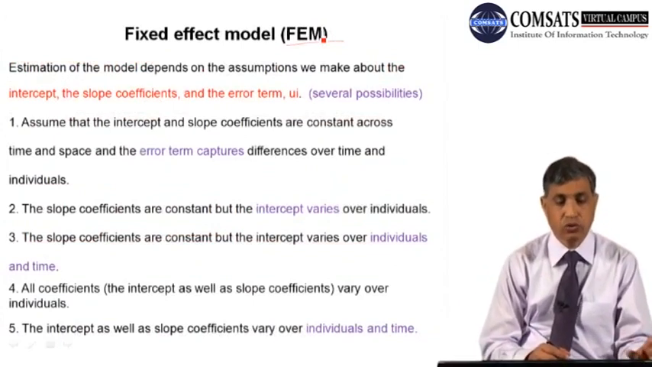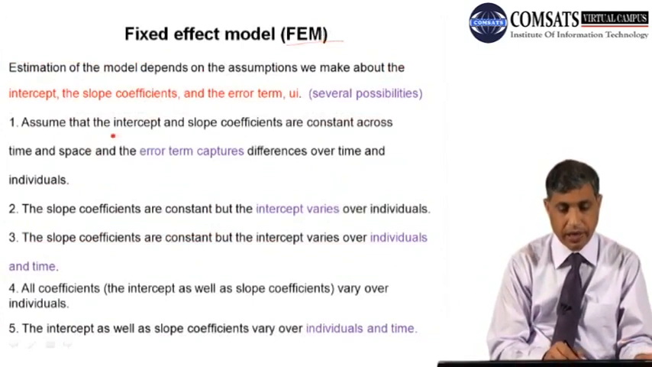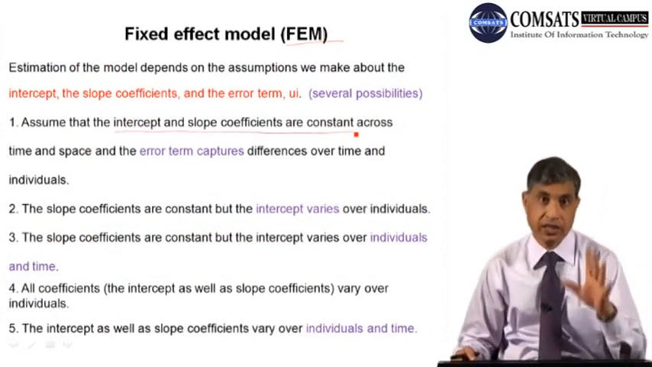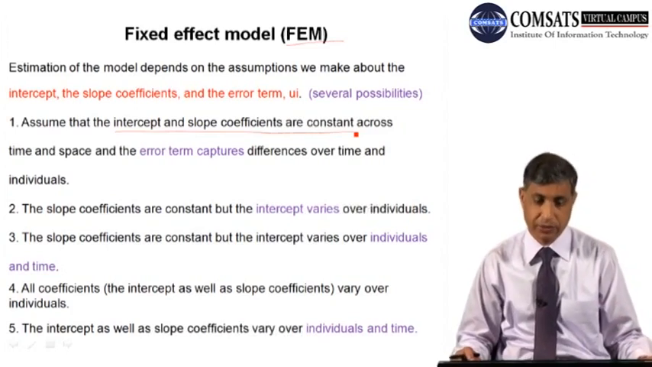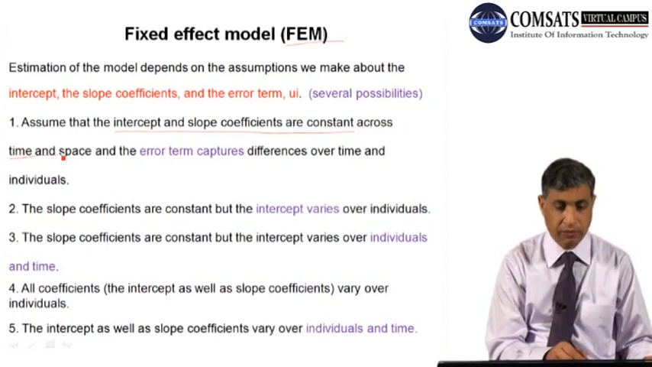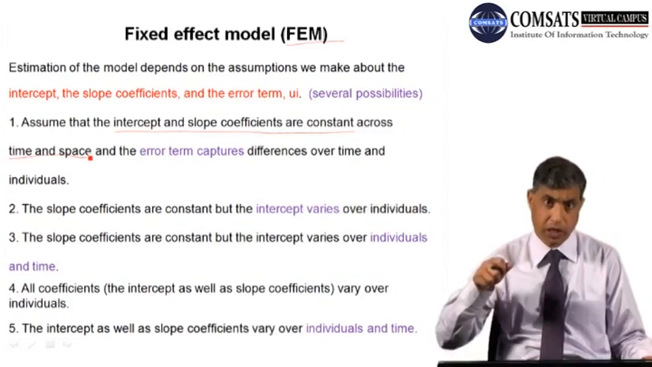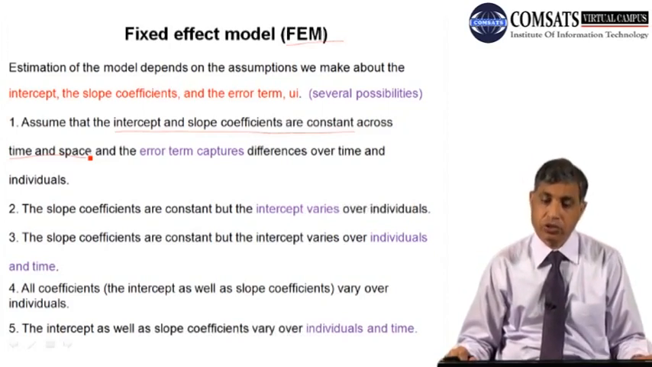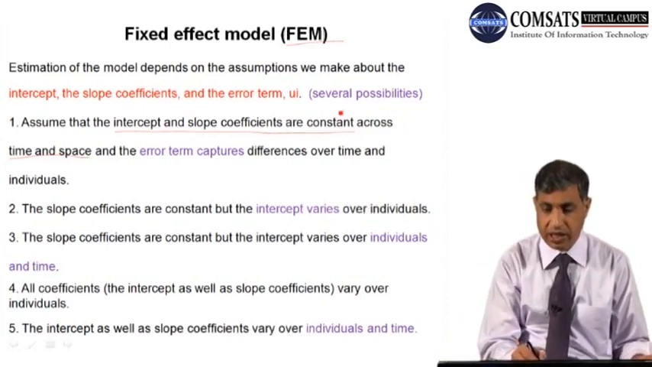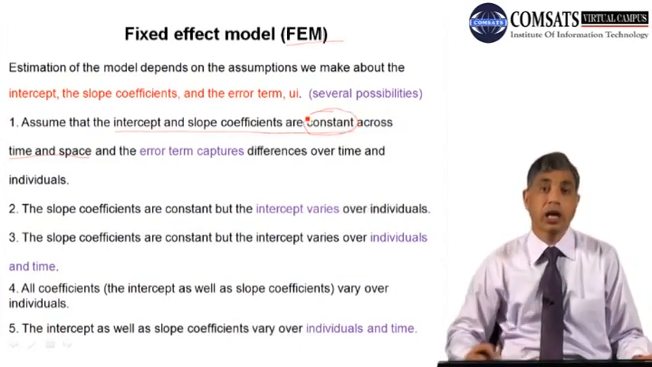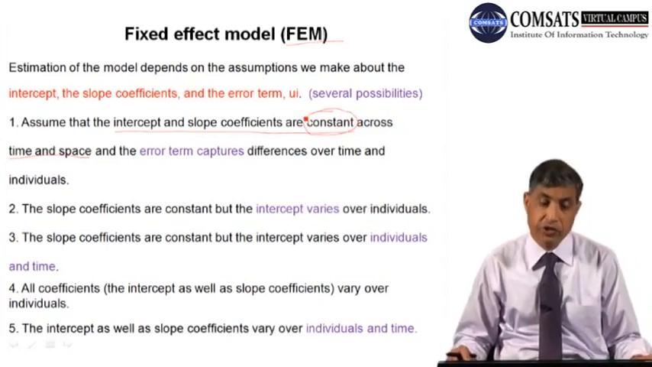First is the assumption that the intercept and slope coefficient are constant. This is the first assumption across time and space. क्या जी हमने बड़ी hard restriction लगा दी जी मॉडल पे that the intercept and slope coefficients are constant. In which dimension are they constant? They are constant across time and space.